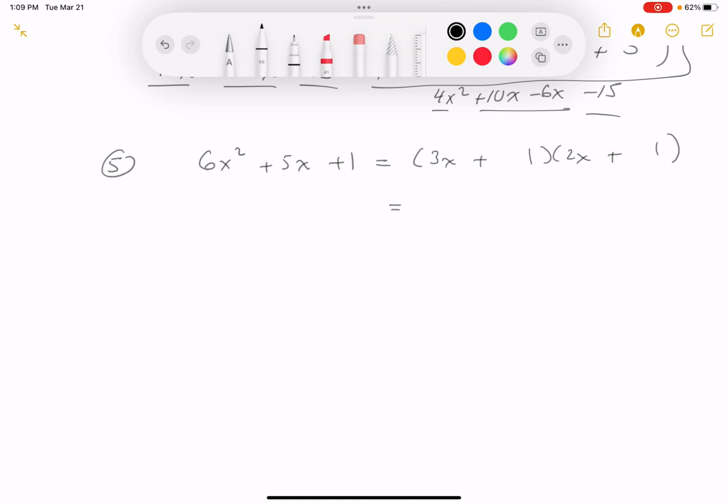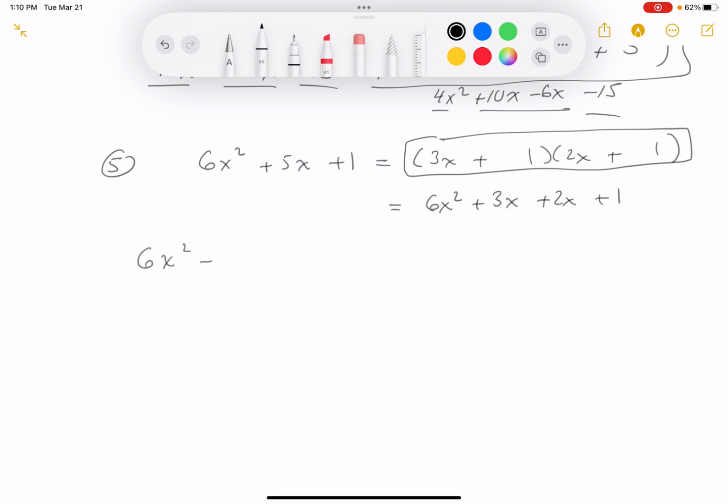What do you get? You get 6x squared plus 3x plus 2x plus 1. Do you get what you expect to get, which is 6x squared plus 5x plus 1? Of course you do. You get that right over here from that multiplication. Let me use the AC rule, though. Let me write this a little differently by using the AC rule.